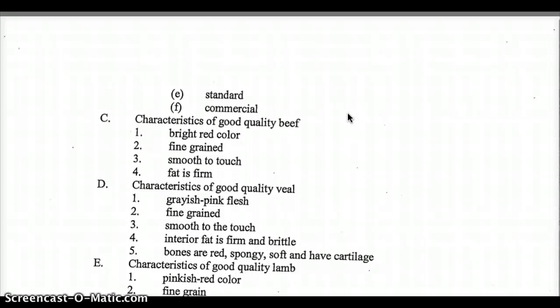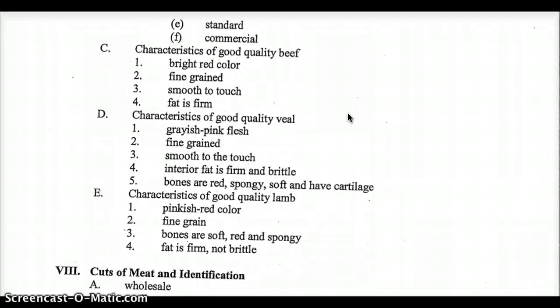Characteristics of good quality. Beef: bright red color, fine grain, smooth to touch, fat is firm. Characteristics of good quality veal: grayish pink flesh, fine grain, smooth to the touch, interior fat is firm and brittle. Bones are red, spongy, soft, and have cartilage. Characteristics of good quality lamb: pinkish red color, fine grain. Bones are soft, red, and spongy. Fat is firm, not brittle.